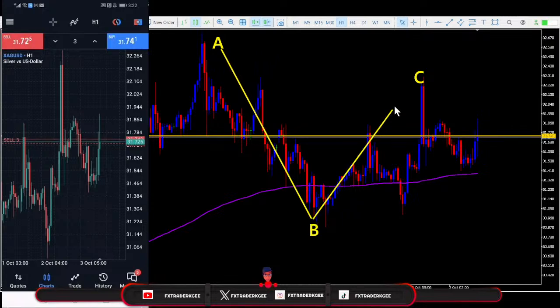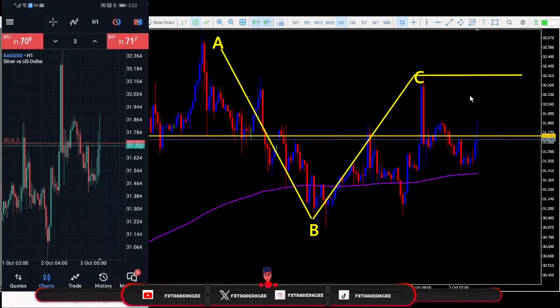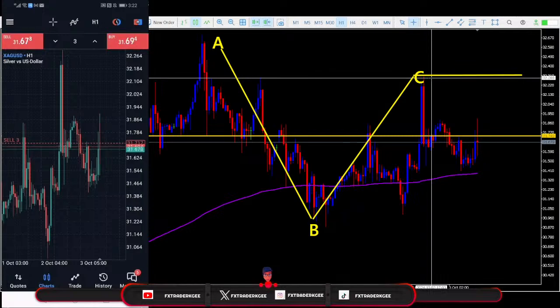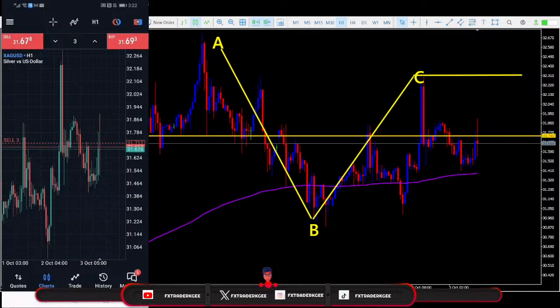So as long as this remains intact, that means we will keep up, as long as this level actually remains. Let me draw this psychology. That is 32.29. As long as it remains intact, this cycle must finish.